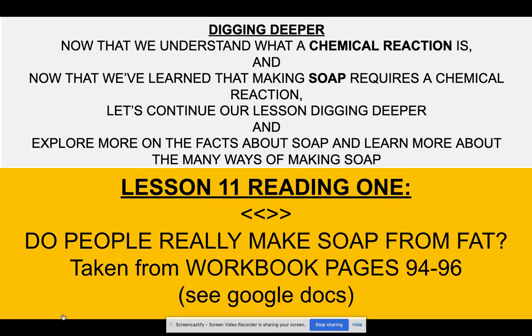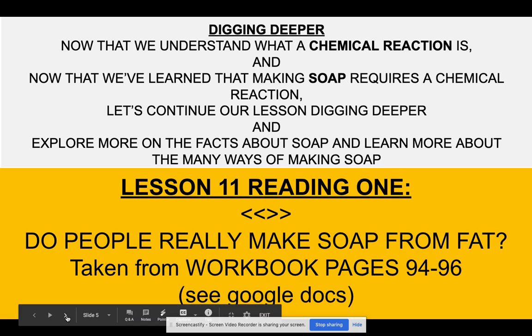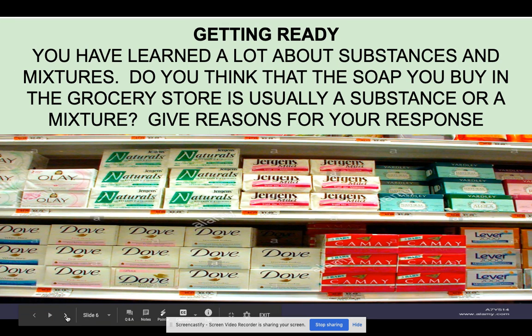Don't worry about the workbook. Everything will be in Google Docs. So we're going to get ready. We know that this shelving here looks familiar. This is the way we see our soap today in the supermarkets.